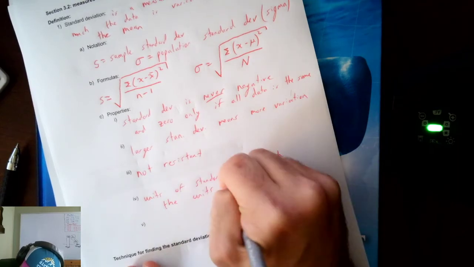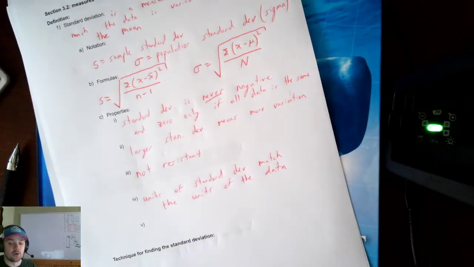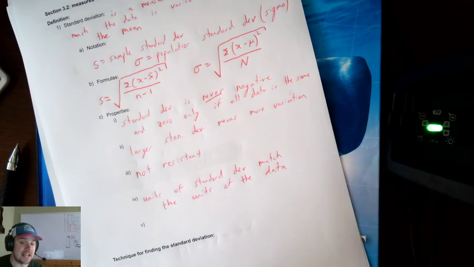The units of the data. So for example, if you were measuring heights of football players in centimeters, the standard deviation would be measured in centimeters. The units match with standard deviation. If you're measuring money, measuring dollars, the standard deviation would be measured in dollars as well. You match the units.